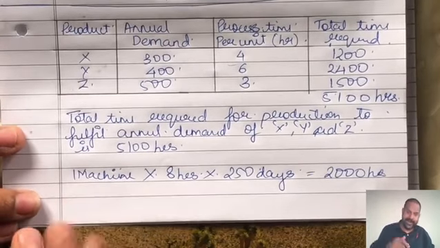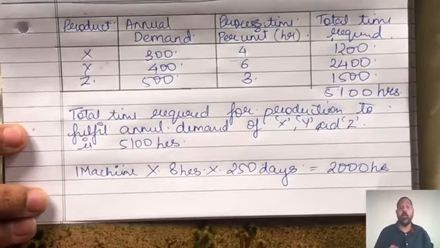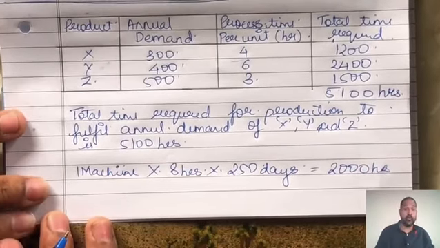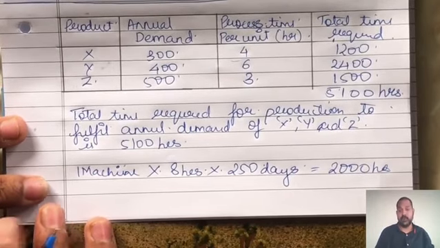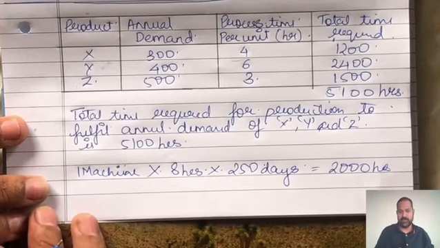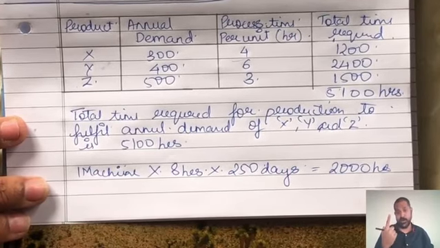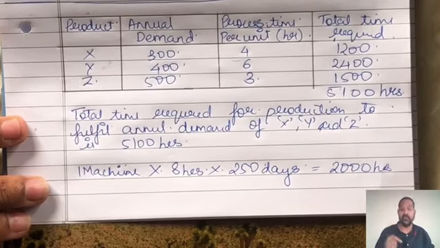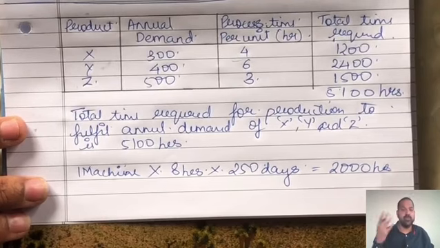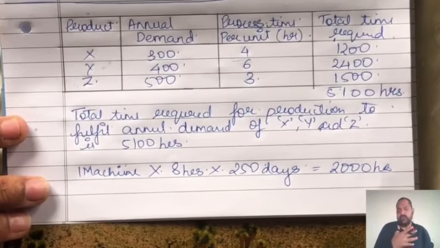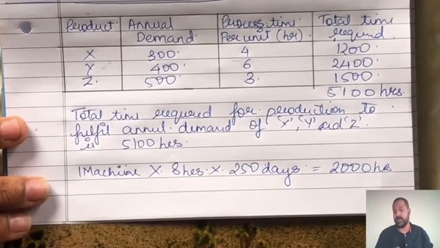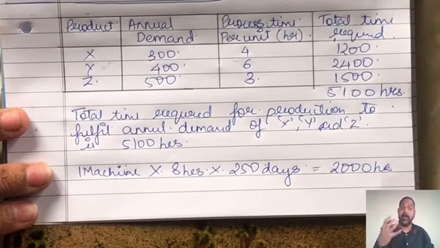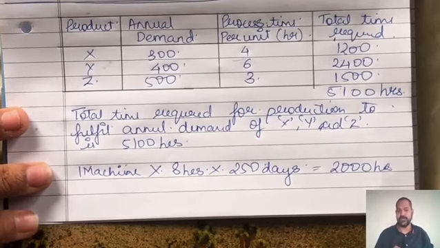What I want is 5100 hours. What I have with one machine is 2000 hours. So if I want to find out how many machines I need to buy, I can tell you that by common sense also. One machine gives 2000 hours, not enough. 2 machines will give 4000 hours, still not enough. 3 machines will give 6000 hours. Well, it's more than what I require, but I can't buy 2. I have to buy 3. So I will buy 3 machines to fulfill my demand, or to fulfill my capacity. My capacity should be of 3 machines.